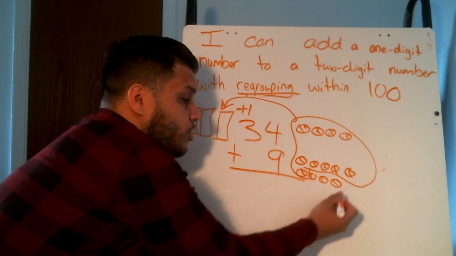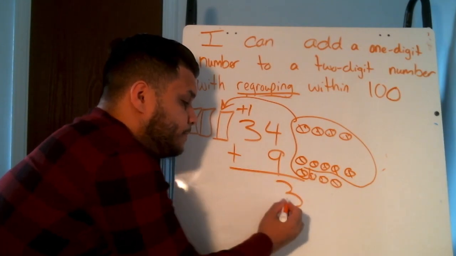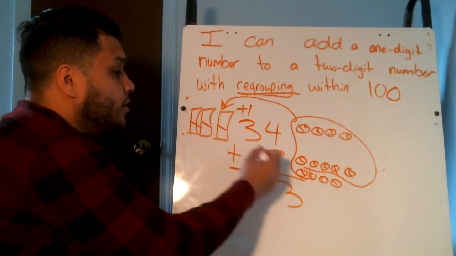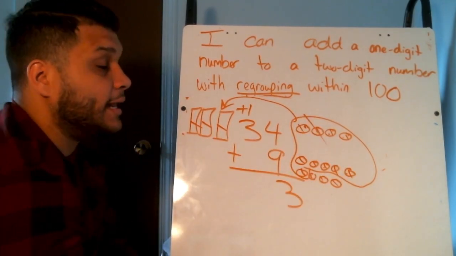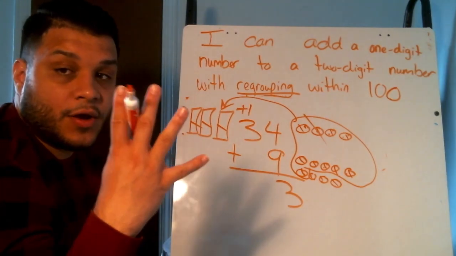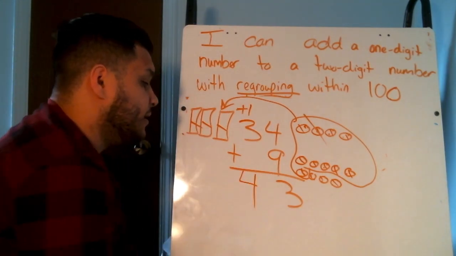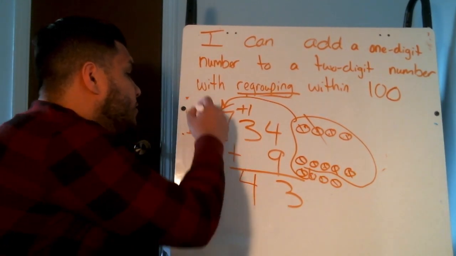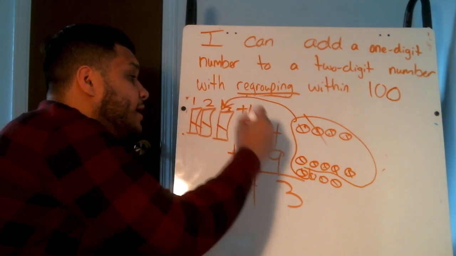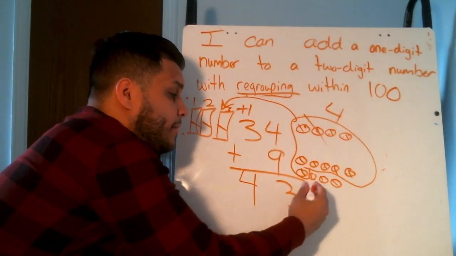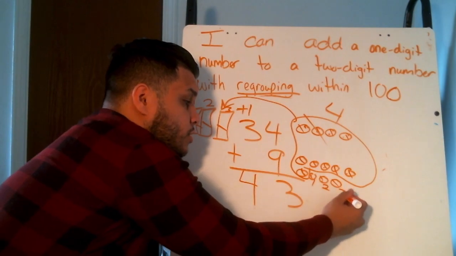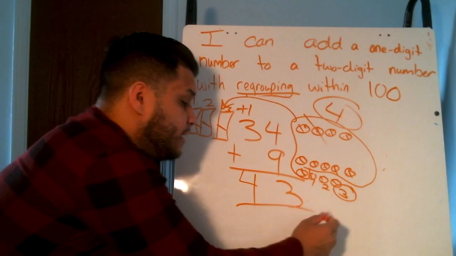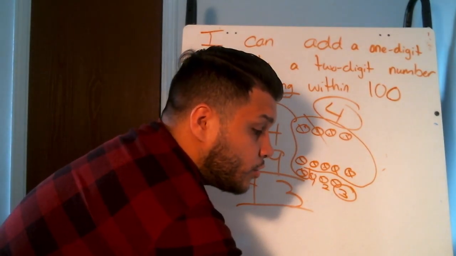I have 1, 2, 3 single cubes that were left out. And now how many 10s do I have? 10, 20, 30, 40. And in 40, I have how many 10s? 4 10s. Perfect. Now I want to check my work. I'm going to number it. So how many 10s do I have? 1, 2, 3, 4 10s. And how many 1s do I have? 1, 2, 3. 4 10s and 3 1s gives me the number 43.